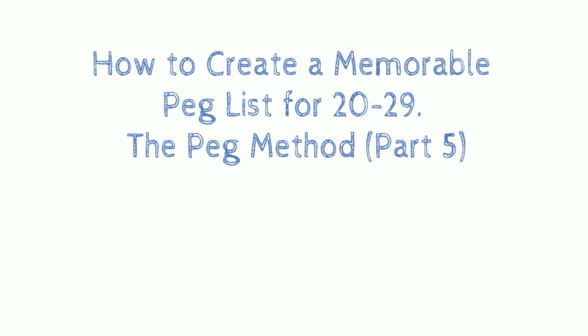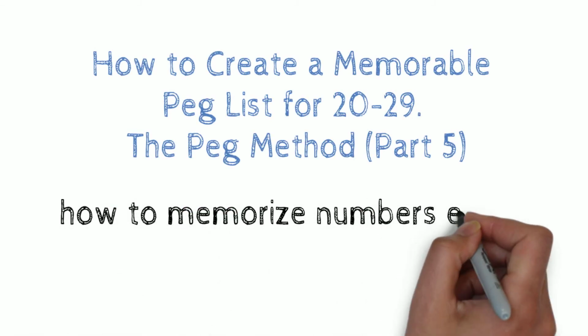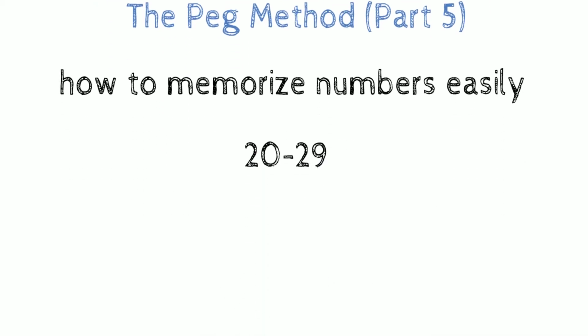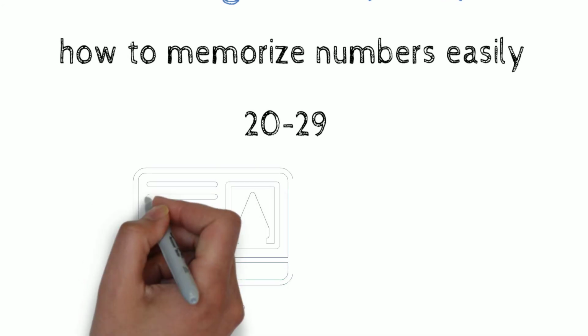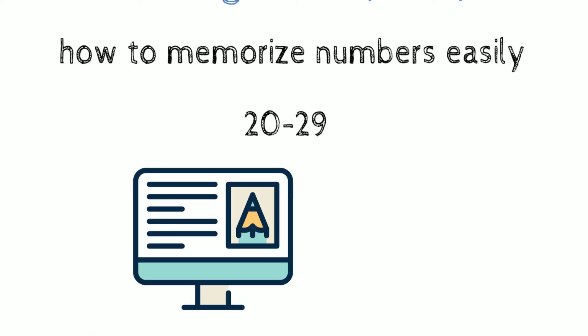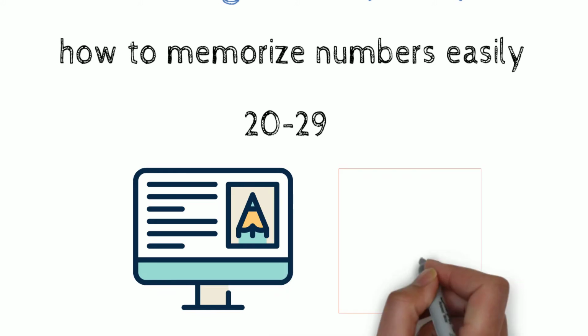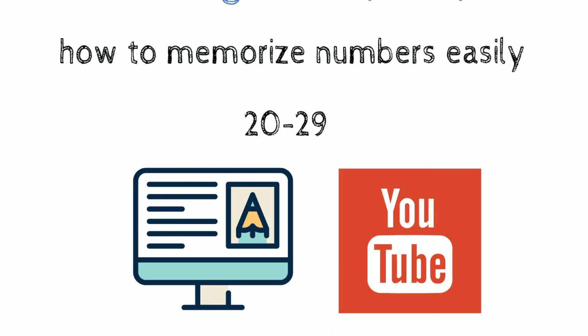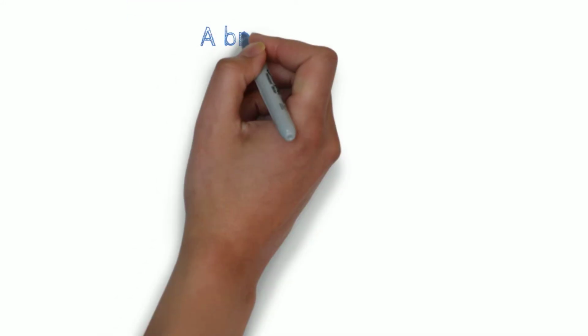In part 5 of the How to Memorize Numbers Easily series, we'll talk about the process of creating your own peg list for numbers 20 to 29. To access parts 1 to 4, head over to the blog by clicking on the link below this video. You can also view them on the playlist section of the YouTube channel. The playlist is called How to Memorize Numbers Easily.